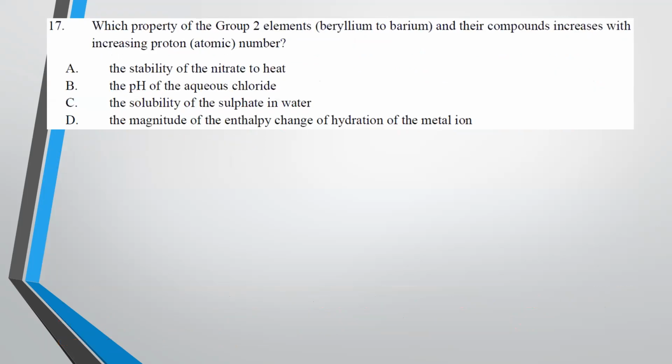Then we are going to have a look at question number 17. Which property of the group 2 elements and their compounds increases when going down the group? A, stability of the nitrate to heat, which is correct. B, the pH of the aqueous solution, so it is also correct because it depends on the situation, but mostly an acidic solution will fit better. C, the solubility of the group 2 sulfate. So solubility of group 2 sulfate decreases, not increases.